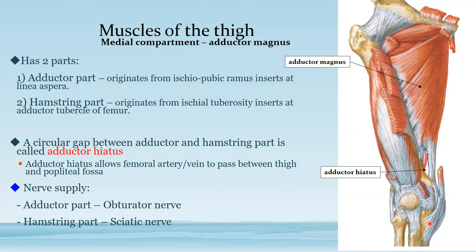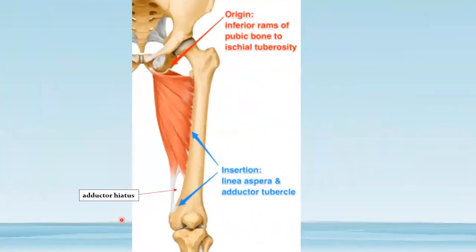The adductor magnus also has two nerve supplies, depending on its parts. The adductor part is supplied by the obturator nerve, the same as the other muscles in the medial compartment, while the hamstring part is supplied by the sciatic nerve. This is the adductor hiatus. The adductor part inserts at the linea aspera, while the hamstring part inserts at the adductor tubercle.